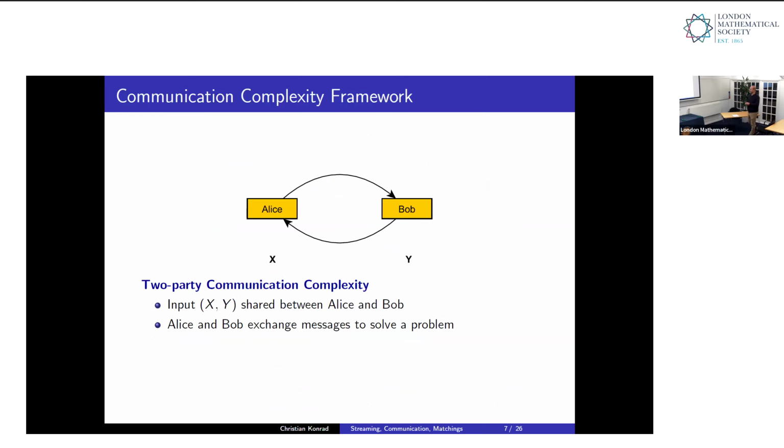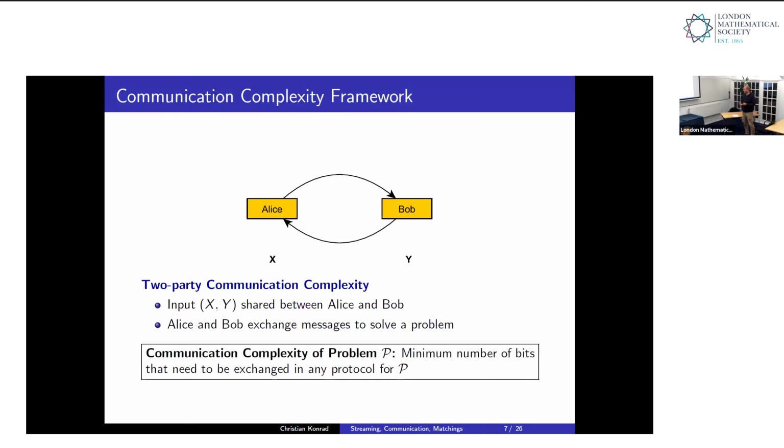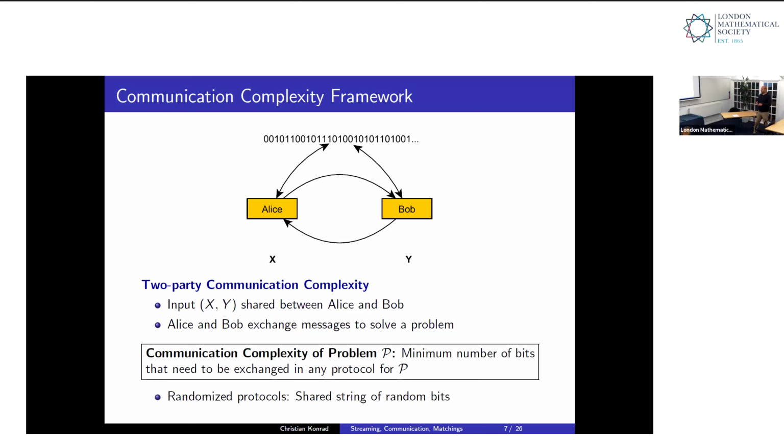Now, of course, Alice could just send X to Bob, then Bob has full knowledge, but that's not what we want. We want Alice and Bob to minimize communication. So the goal is really the minimum number of bits that need to be exchanged in any protocol for whatever problem we have. That's the goal, minimize communication in this setting. The setting also allows for randomized protocols. So we generally assume that in a randomized protocol, Alice and Bob have access to shared randomness, a sequence of shared random bits as well. This can help for many problems.